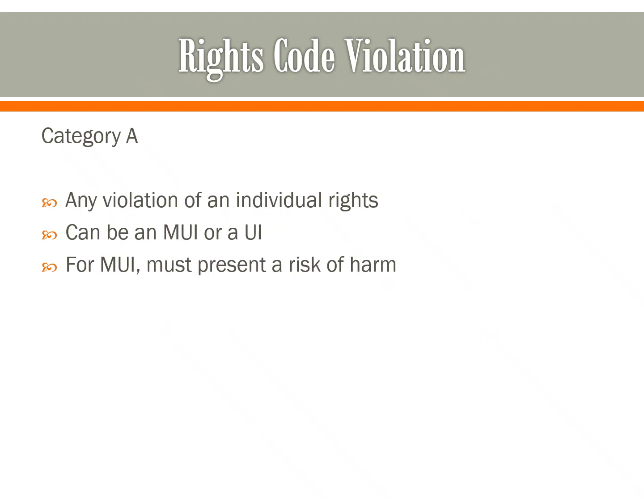Rights code violation is the violation of an individual's rights. This can be both a UI or MUI. The difference is that if an individual's health and safety is at risk, then it is a MUI. An example of a UI is a person is denied to watch TV because they did not finish their dinner. There's no health and safety risk. An example of a MUI is a person who frequently gets UTIs is denied using the bathroom, which could result in the person getting a UTI and needing medical treatment.